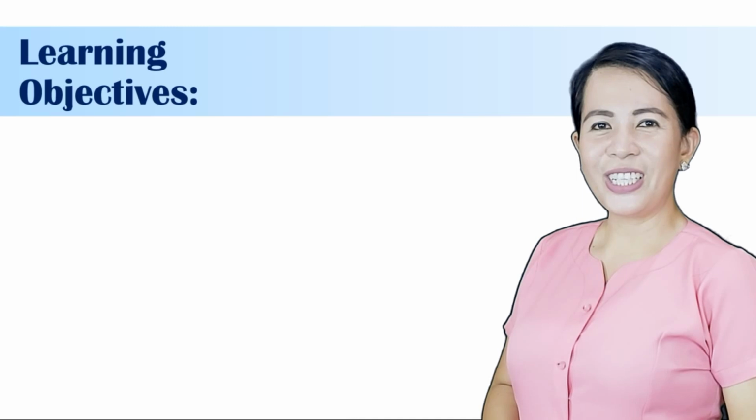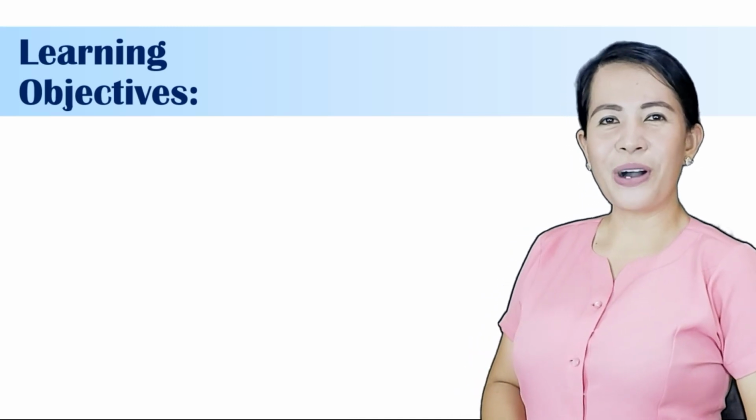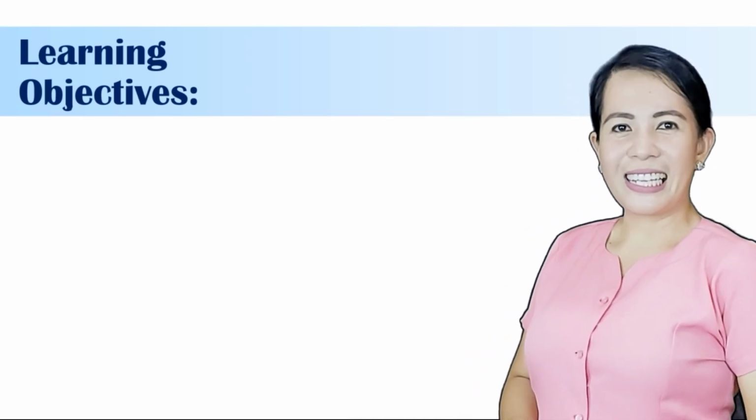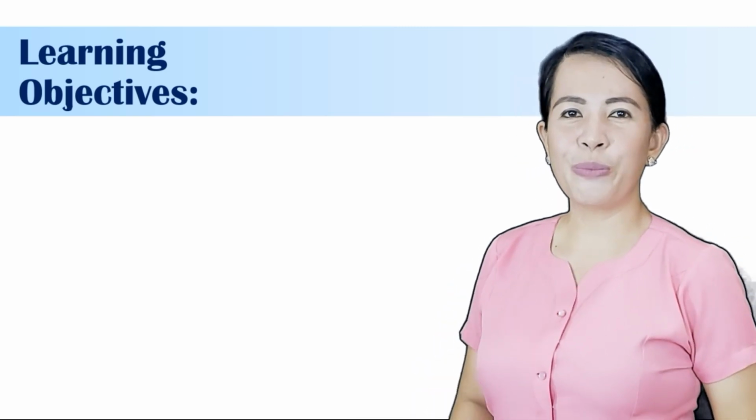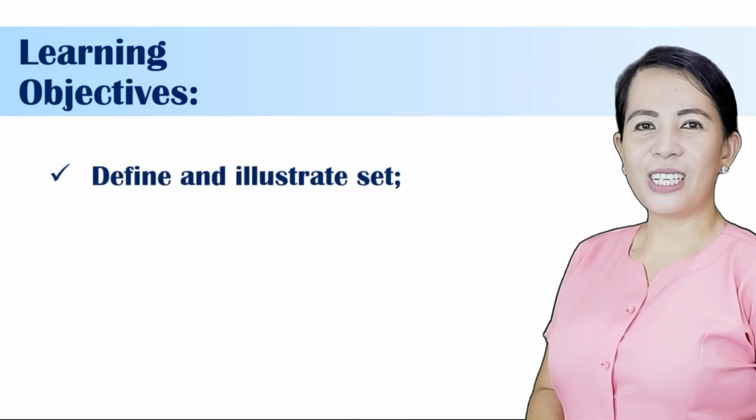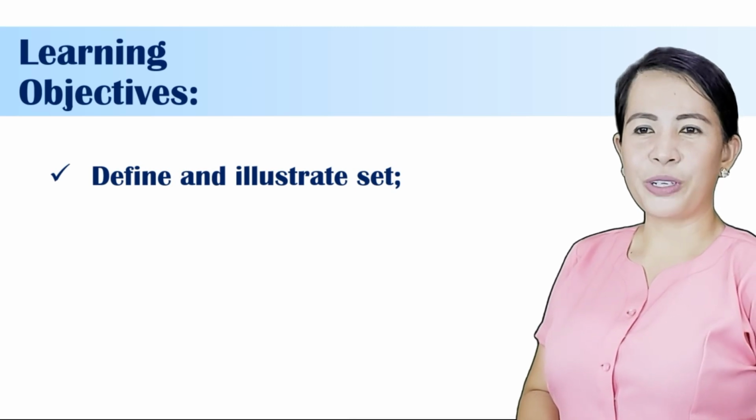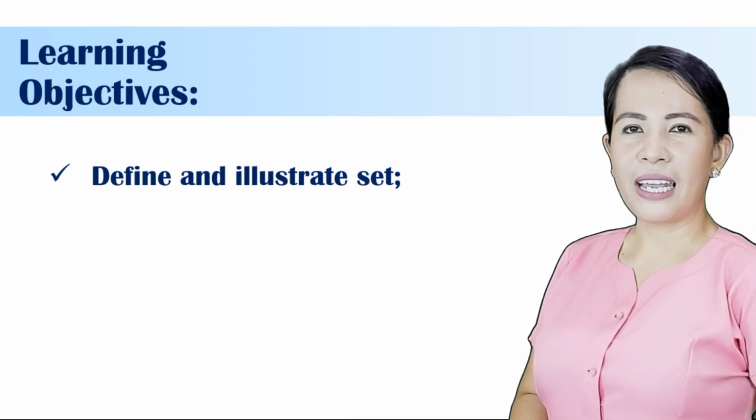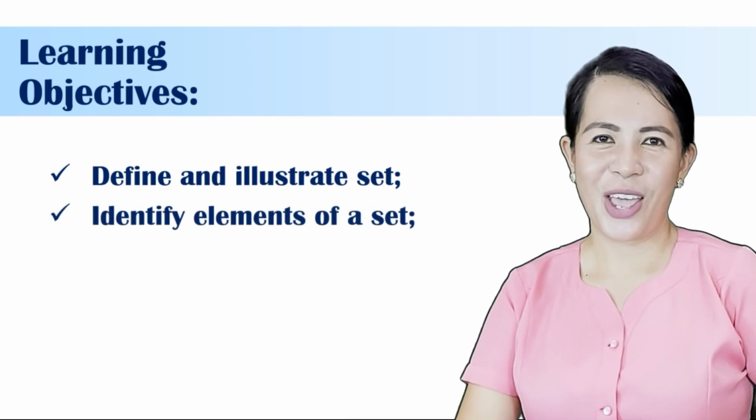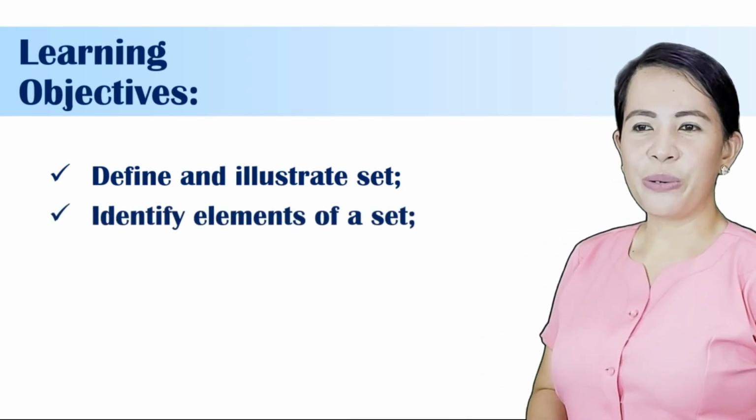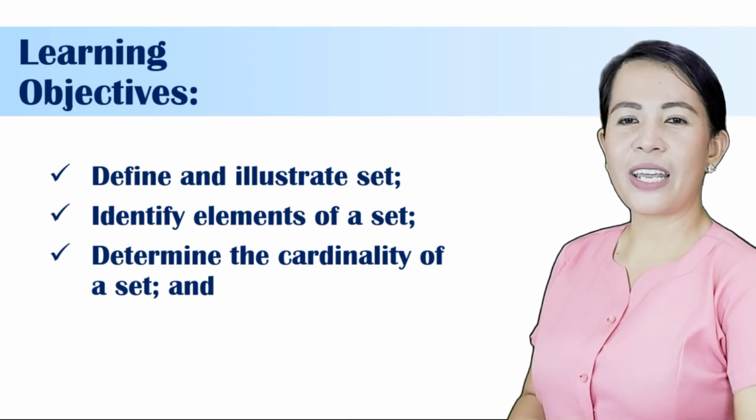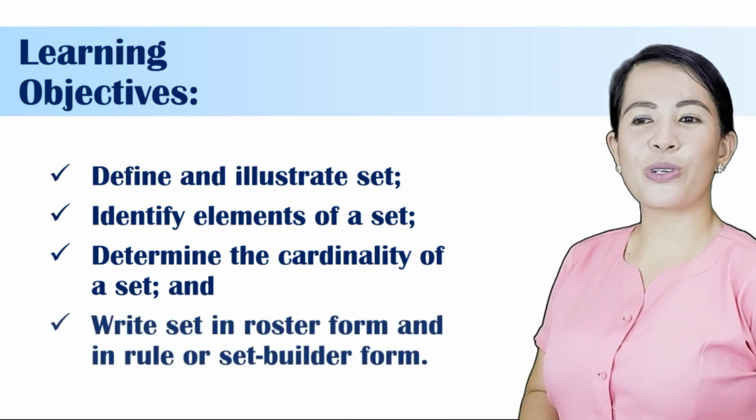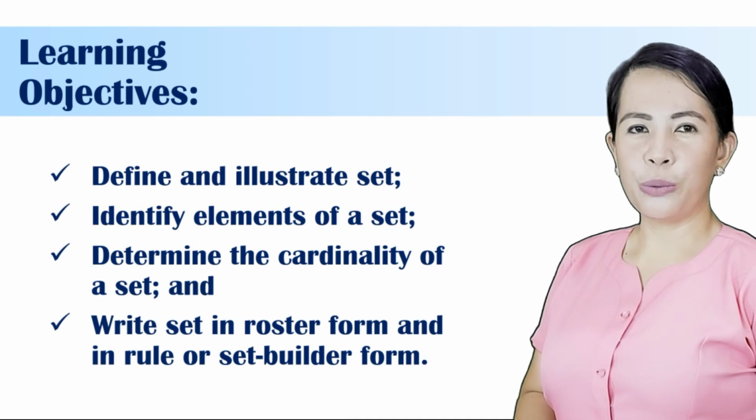But before we continue, let's take note of our learning objectives. At the end of this lesson, you are expected to: number 1, define and illustrate set. Number 2, identify elements of a set. Number 3, determine the cardinality of a set. And lastly, write set in roster form and in rule or set builder form.